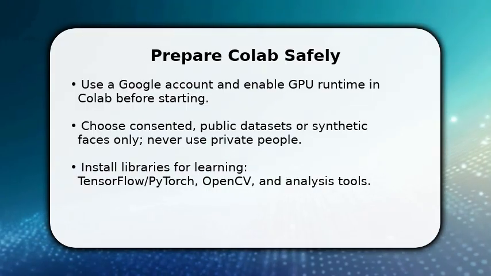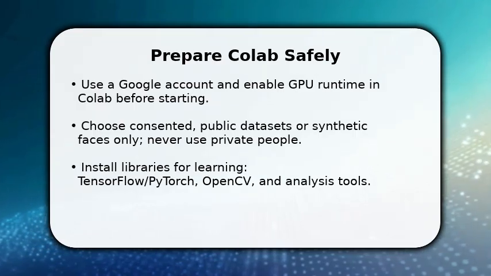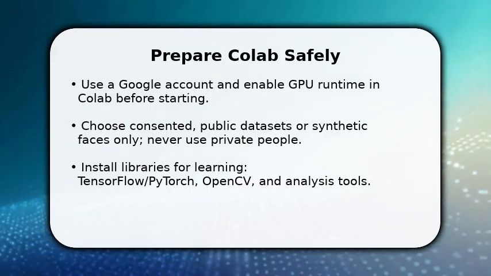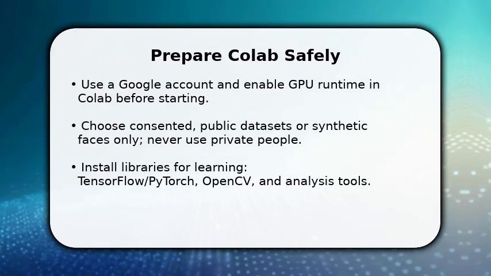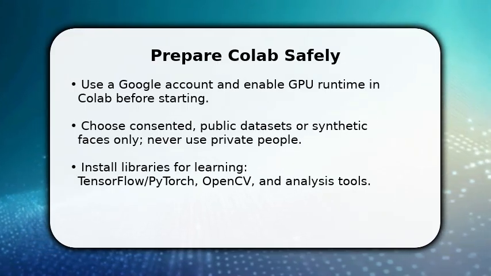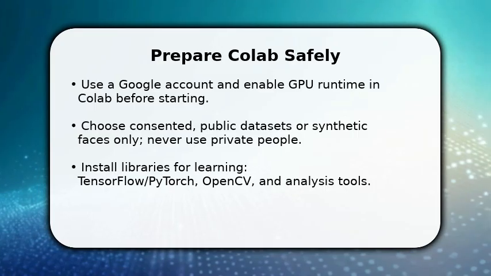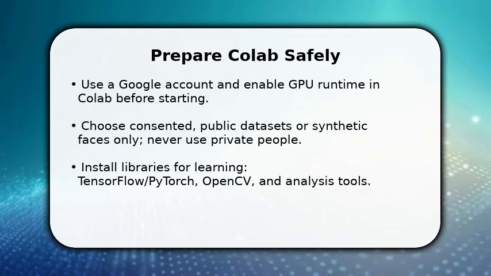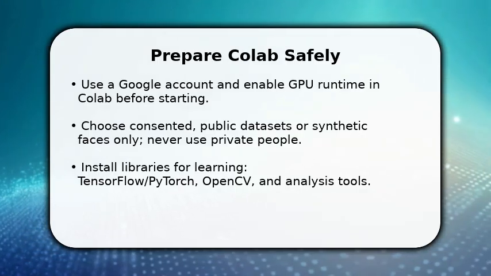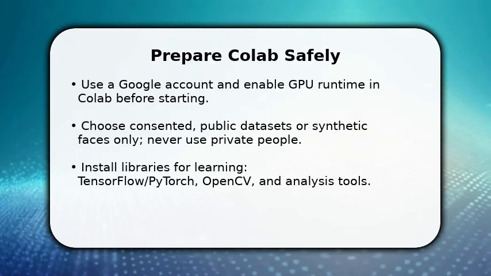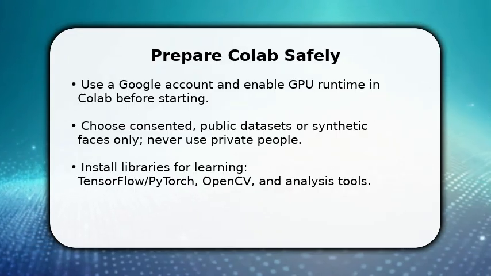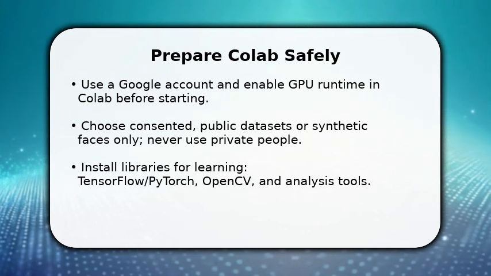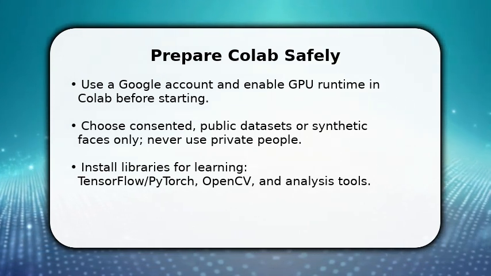You'll start by setting up Colab for ethical experimentation. Enable a GPU runtime and confirm billing limits if needed. Once done, select only public or synthetic face datasets where participants gave consent. This protects privacy and follows laws. Install standard ML libraries like TensorFlow or PyTorch and OpenCV so you can inspect frames and model outputs. Make sure to create a separate project notebook for experiments and log your data sources and consent records. This documents your work responsibly.